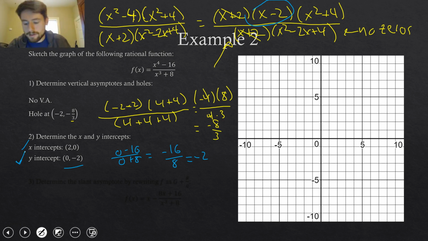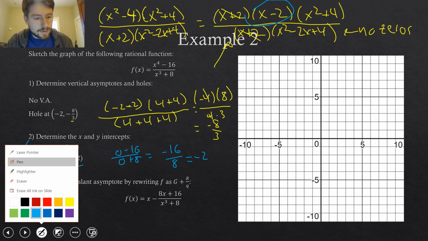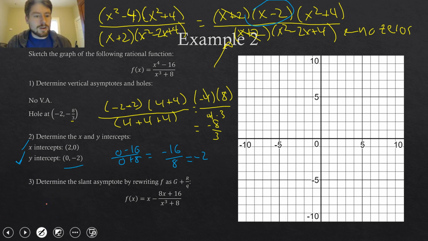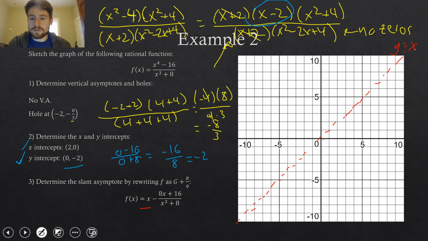And then we're going to find the slant asymptote by doing long division. I will spare you doing the long division in front of you. Just know that's what you end up getting: x minus 8x plus 16 over x cubed plus 8. And now we just plot each feature on the graph. So we'll start off by doing our asymptotes. No vertical asymptote. We have a slant asymptote. And so we're going to sketch the slant asymptote. It's just the line y equals x. So, do my best. There's our slant asymptote, the line y equals x.